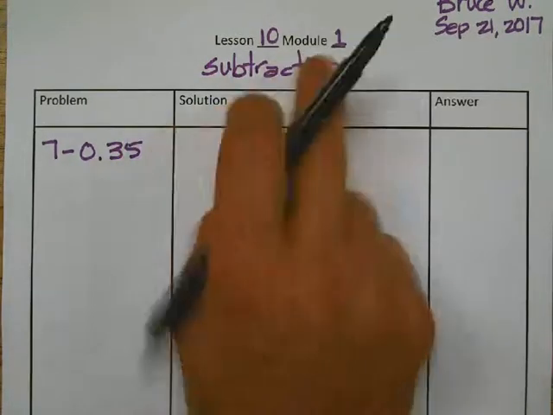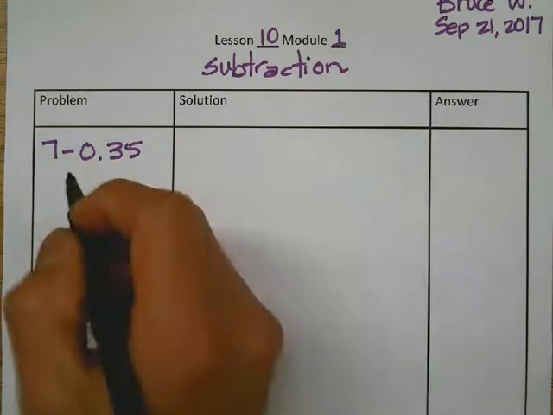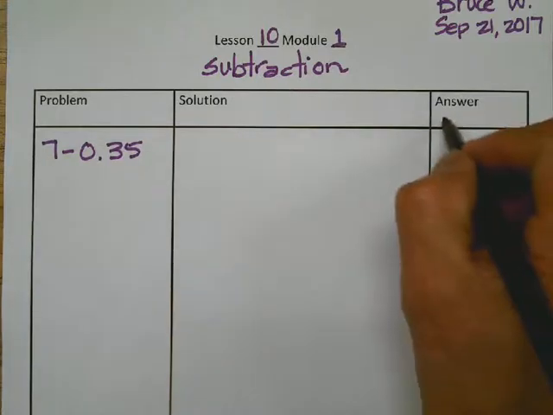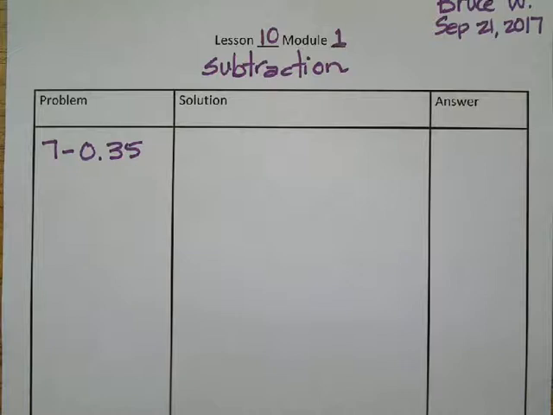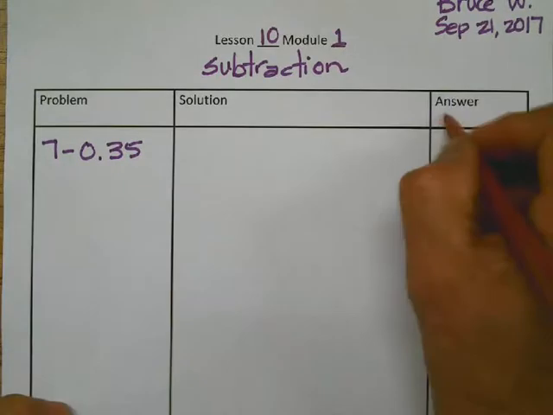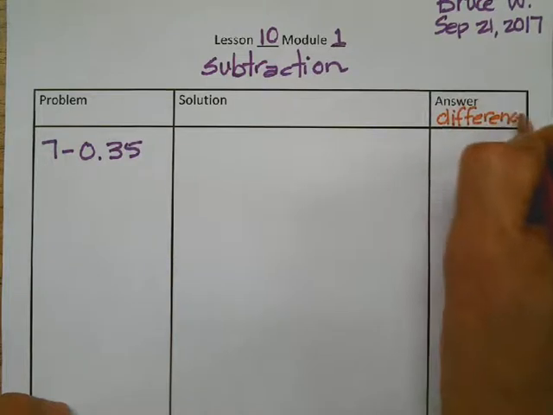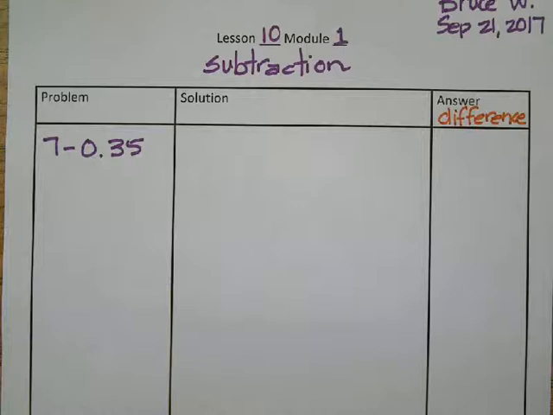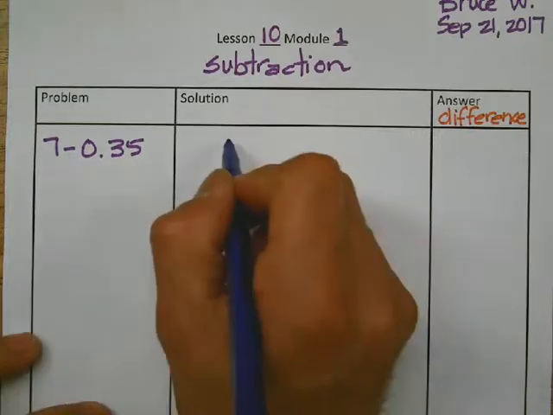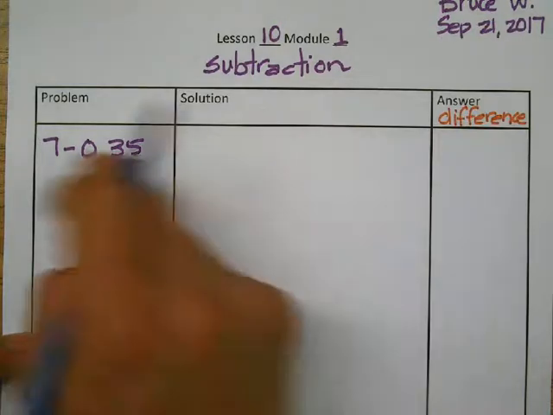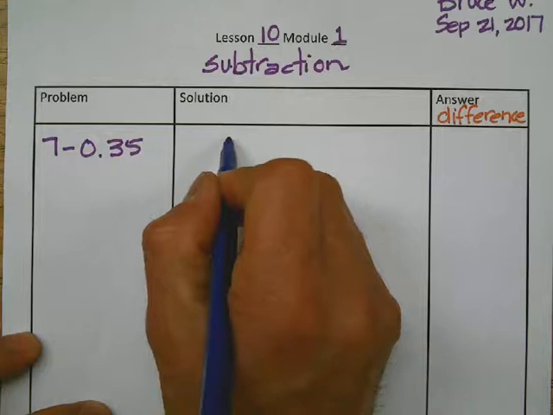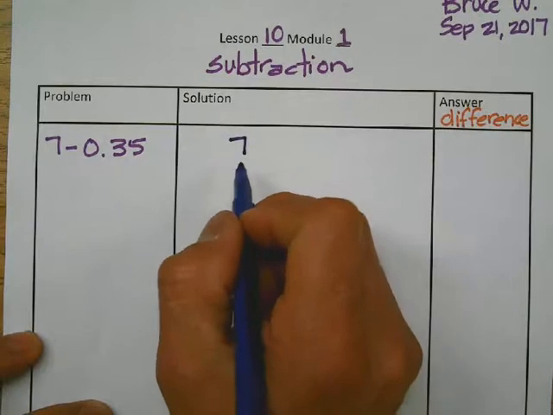I always tell my students, when you're subtracting, the answer is called the difference. So I would like to remind you of that. This is called the difference. So that's the answer of a subtraction, my friends. Okay, so let's set up the problem. It's going to be 7. If the problem is horizontal, I teach my students that they can do the vertical form of the subtraction.